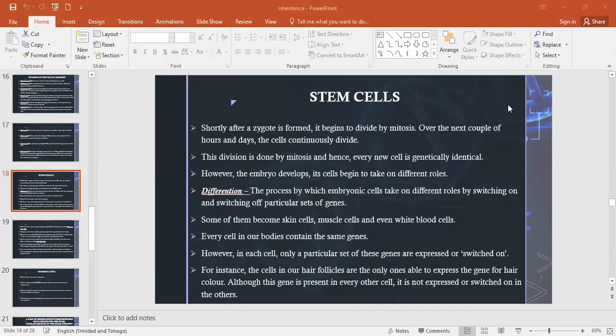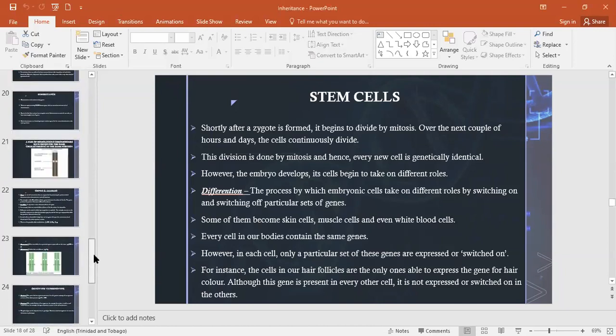If a particular gene is switched off, then it will not have that process. It will not function in that capacity. So the gene for nose hair growing is switched off anywhere else in your body except inside your nose. All right, so that is where we get all of that.